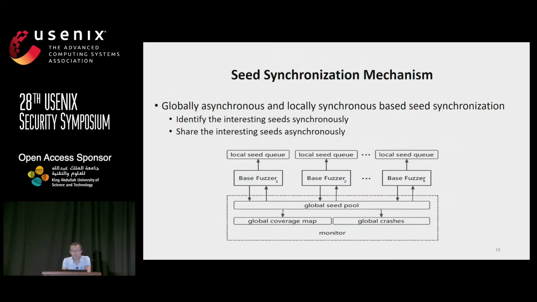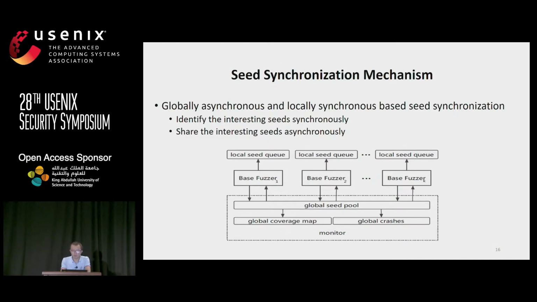The second step is the seed synchronization mechanism. The main idea is to identify the interesting seeds of each base fuzzer and share those interesting seeds synchronously among all fuzzing processes. It employs a global-local style data structure. The local seed queue is maintained by each base fuzzer, while the global pool is maintained by the monitor for sharing interesting seeds among all base fuzzers.